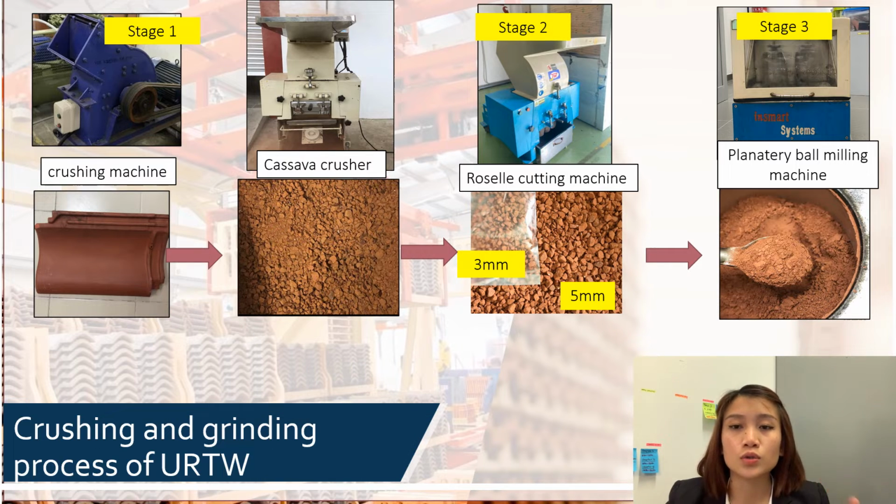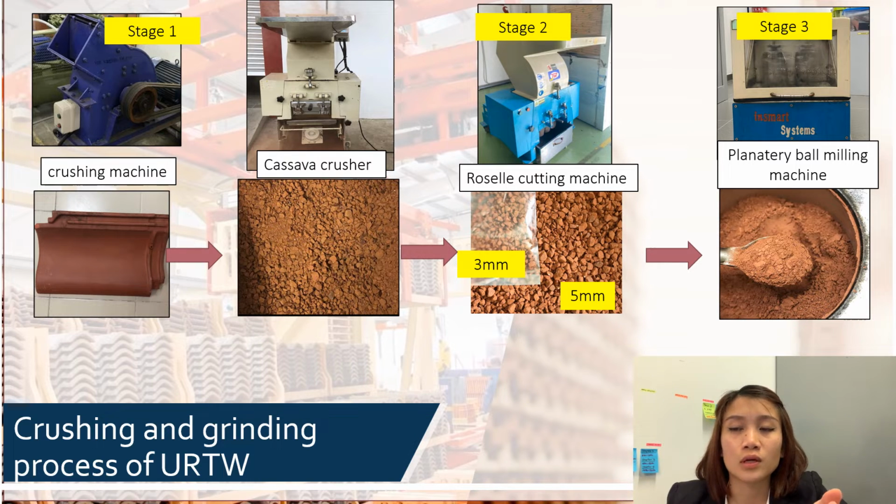And the reason for using 2 different types of machines in the second stage is because last semester we used the cassava crusher to crush the RTW into 3 mm size aggregate. However, this semester the cassava crusher is not available, so we found an alternative, using roselle cutting machines to crush the RTW into the smallest aggregate, but the minimum size of aggregate that can be produced by roselle cutting machines is only 5 mm.